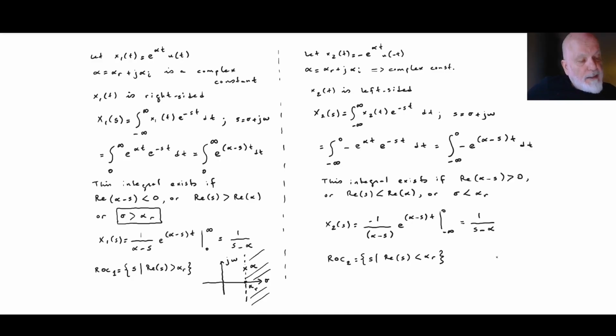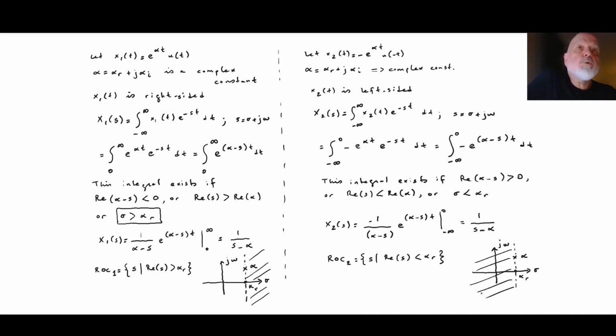For X2 of s, on the other hand, again we have the complex plane, sigma and j omega, and this is our alpha, which is the complex constant alpha r plus j alpha I. So this point on the real axis is alpha r, and the region of convergence is the real part of s, or sigma, less than the real part of alpha. So this is our convergence region.